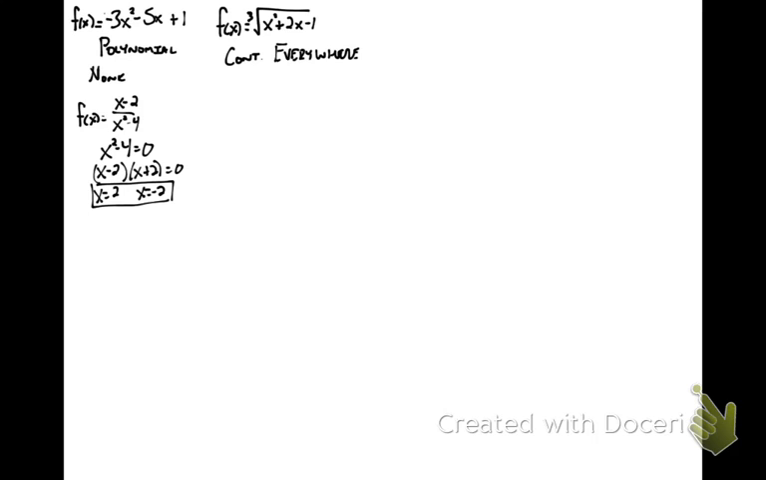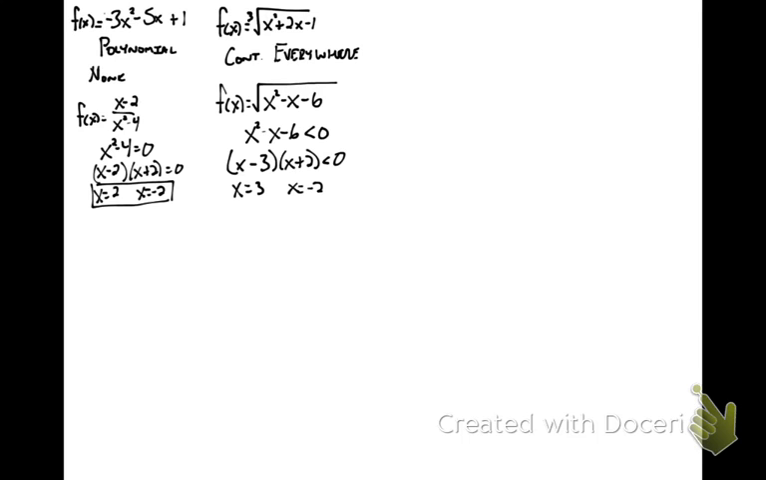Finally, we could consider the function the square root of x squared minus x minus 6. And whenever this x squared minus x minus 6 is less than 0, this will be discontinuous. If I factor this, I get x minus 3 times x plus 2. And I want to know, when is this less than 0? Well, I know it will equal 0 at x equals 3 and x equals negative 2.